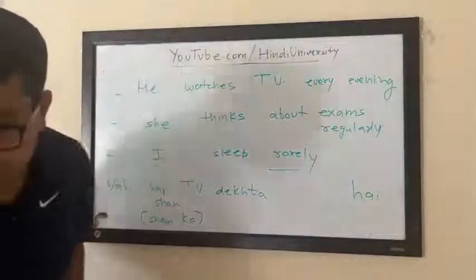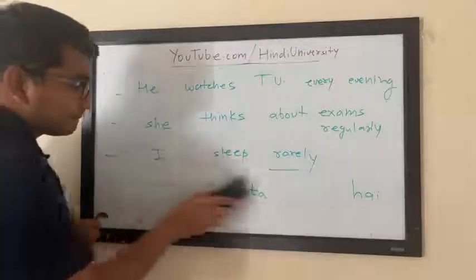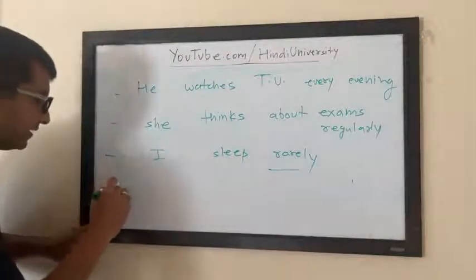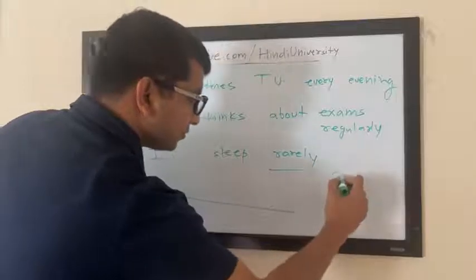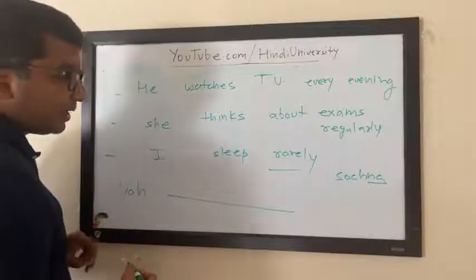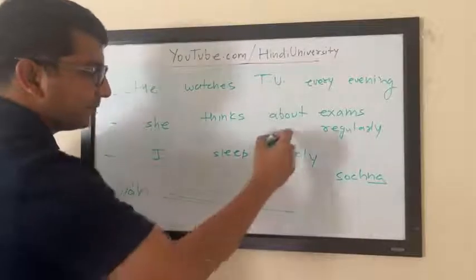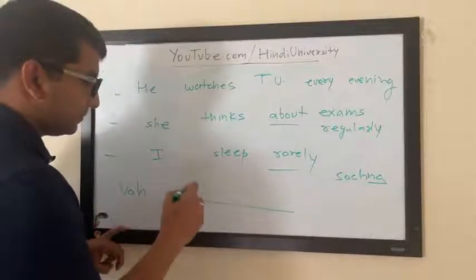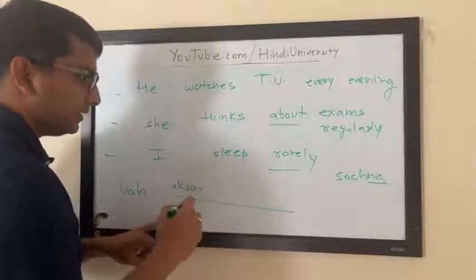He thinks about exam regularly. Let's see, Tom, how are you doing? You want to give this one a try? Good morning, Ashu Ji. Yes, please. Again, vah. So start with vah and then end with? And the verb to think is, I believe, sochna. Very good. So you remove the na. And I believe the word for exam is emtihan. Okay, very good. I wanted to use the word aksar for often or usually, but I think it may be different for regularly. It's okay, just say aksar. That's fine. Vah aksar emtihan.